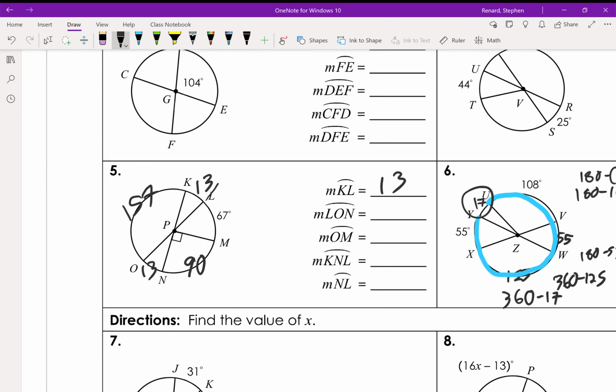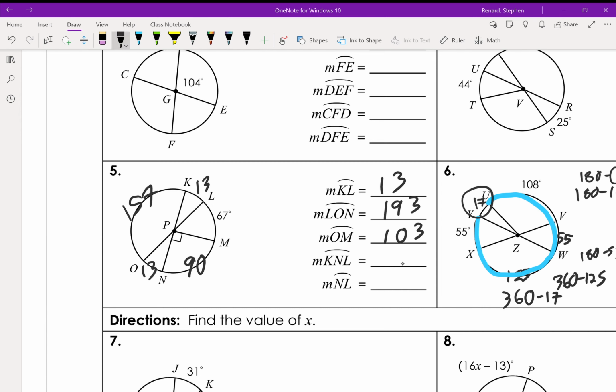LON. Now if we go LON, it's going from here all the way around to here. So just add those up. So it goes L to O to N. So it's 13 plus 157, that's 170, plus 13 is 193. O to M is just the short way right here. It's going to be 103 degrees.